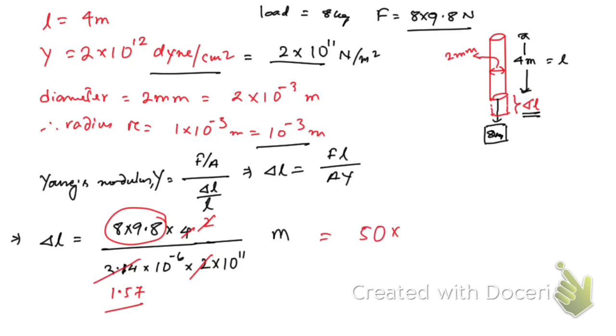Then into here you see, 10 to the power minus 6 will be plus 6, 10 to the power plus 11 will be minus 11. So it's going to be 10 to the power minus 5, right, meter. Or you can write 10 to the power minus 5 into 10 to the power minus 4 meter. That's it. Hope you have understood this. Now let's move on to the next question.